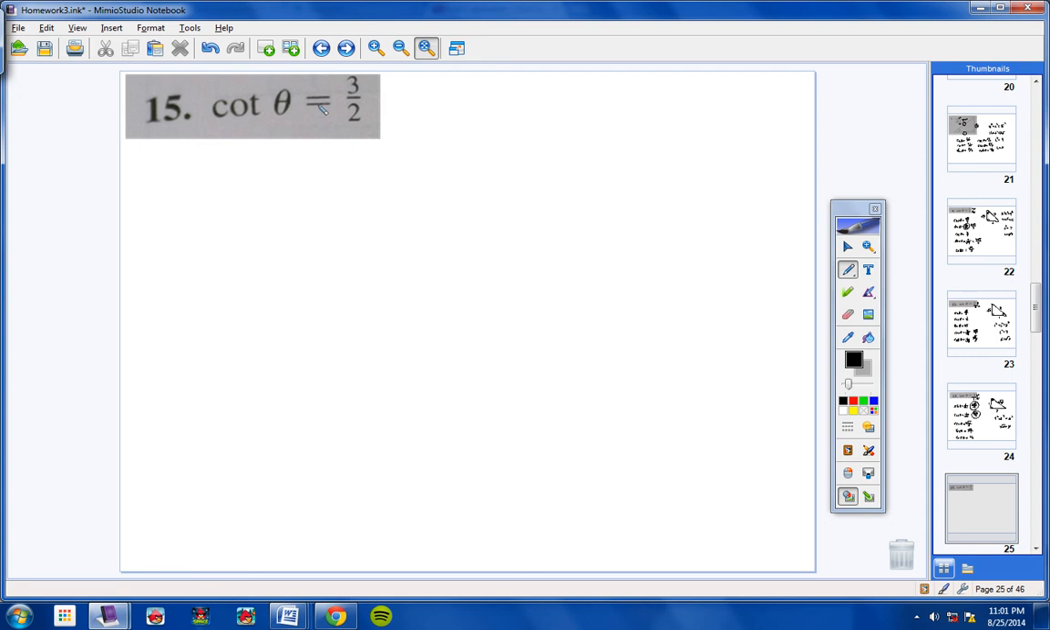Okay, remember cotangent is the reciprocal of tangent. Tangent is opposite over adjacent, and so cotangent would be adjacent over opposite. Okay, so we're going to draw our right triangle here, and this time we'll put theta down here. The opposite side is 2. The adjacent side is 3. If you solved for the hypotenuse using Pythagorean's theorem, you would get square root of 13.